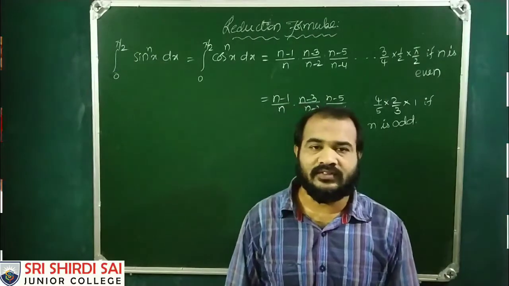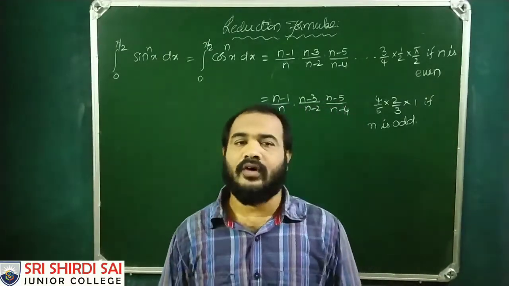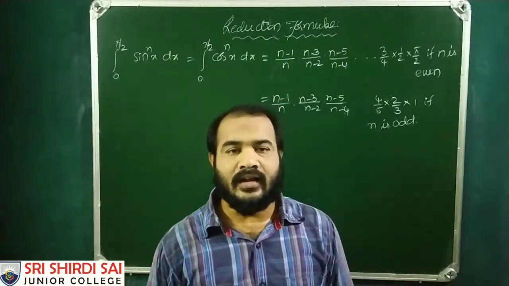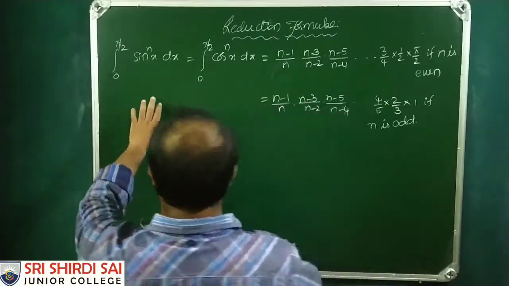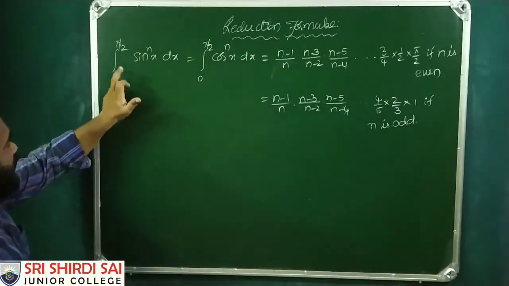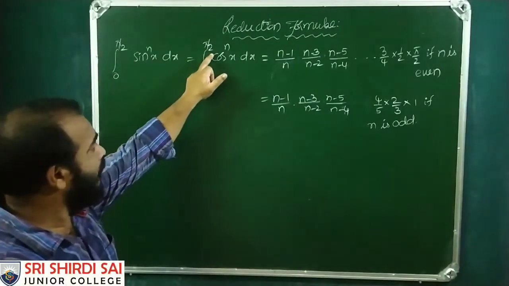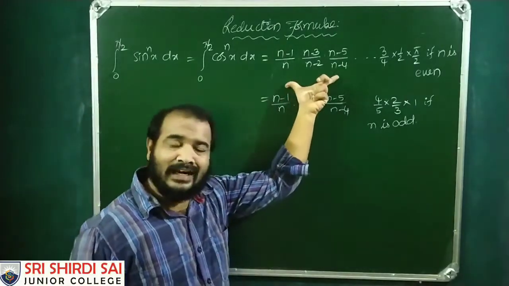Good morning, students. Yesterday we discussed the reduction formula of integral 0 to pi by 2 sin power nx dx and integral 0 to pi by 2 cos power nx dx. So this is what we have discussed yesterday. For both of them, the results yielded are the same.